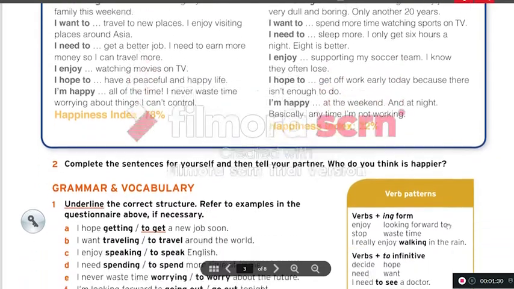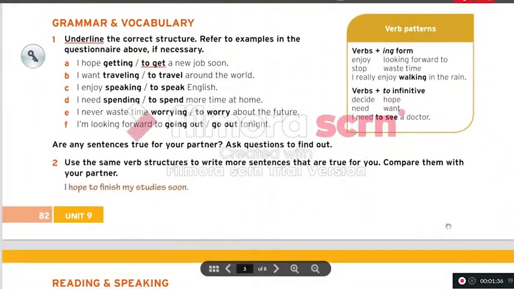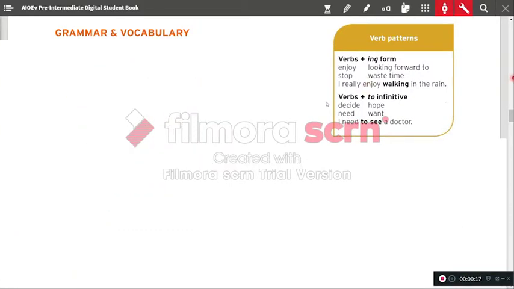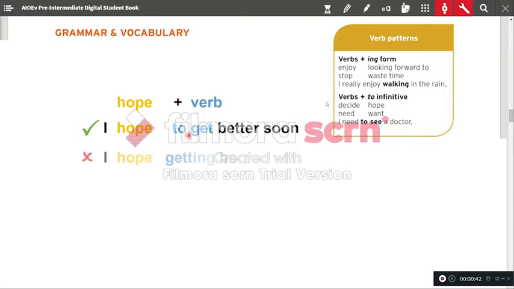All right, well done. Now, moving on, we have our first grammar topic of the unit, which is called verb patterns. So let's take a look at the explanation of the topic. When we have certain types of verbs, like for example hope, we normally write another verb next to it because we hope something happens. For example, I hope to get better soon. This is the correct way to say hope and then another verb. You cannot say I hope getting better soon. No, when you say hope, the next verb must be in infinitive.